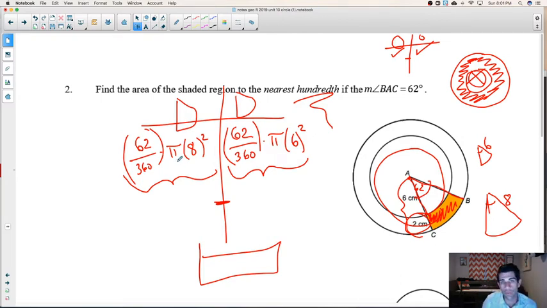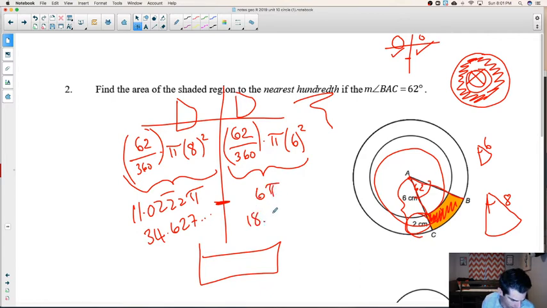Since this can get a little bit ugly, I like to throw everything in except for the pi and keep exact numbers, or maybe you can just write the whole thing down. For this one, it was like 11.0222 pi, or if you threw the whole thing in your calculator, it's like 34.627. This one was a nice, pretty one. This ended up just being 6 pi, and then you put that in your calculator. It was like 18.8495555. Subtract those two numbers, and you're going to get 15.78, and that is your correct answer rounded.